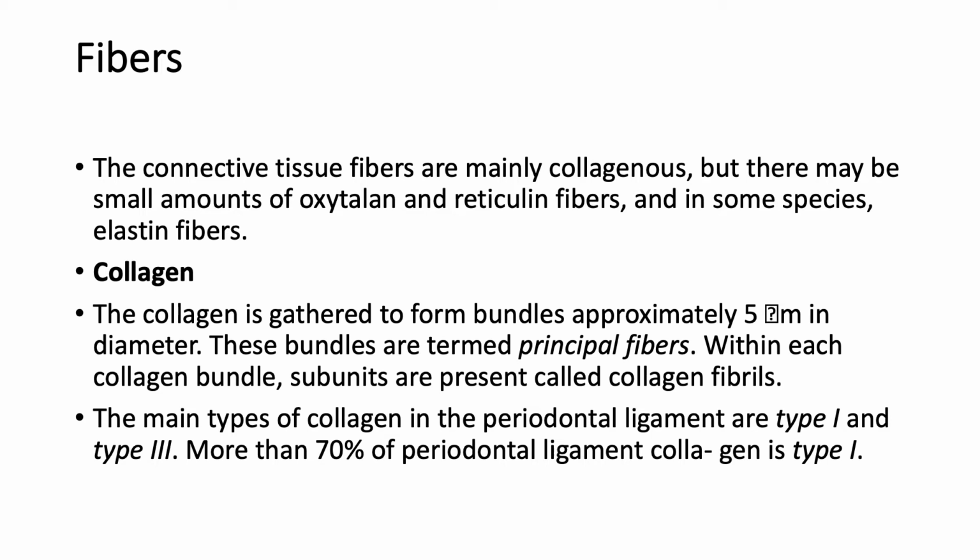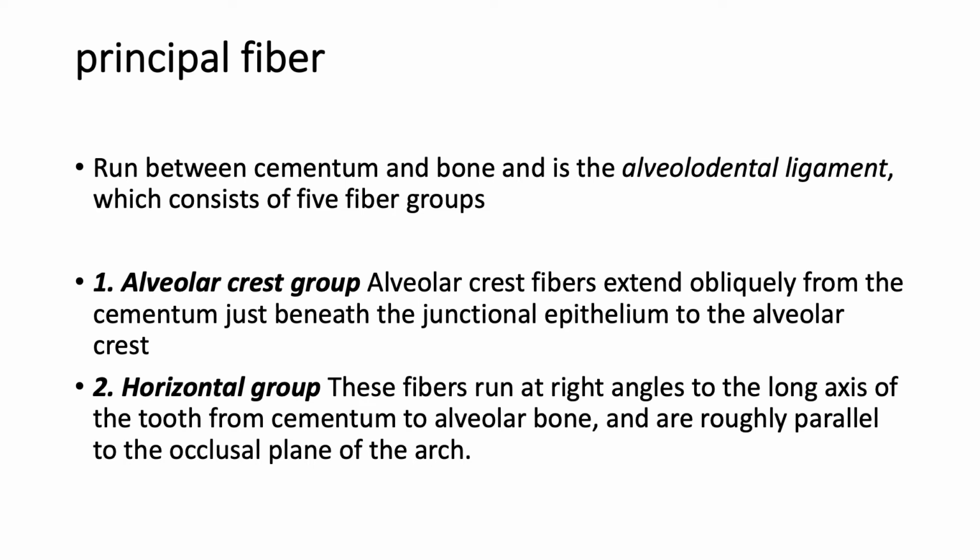The main types of collagen in the periodontal ligament are type 1 and type 3. More than 70% of periodontal ligament collagen is type 1 collagen fiber. The fibers of the periodontal ligament, one of them, as we said, is the principal fiber, which runs between the cementum and the bone, and is the alveolodental ligament, consisting of 5 fiber groups.